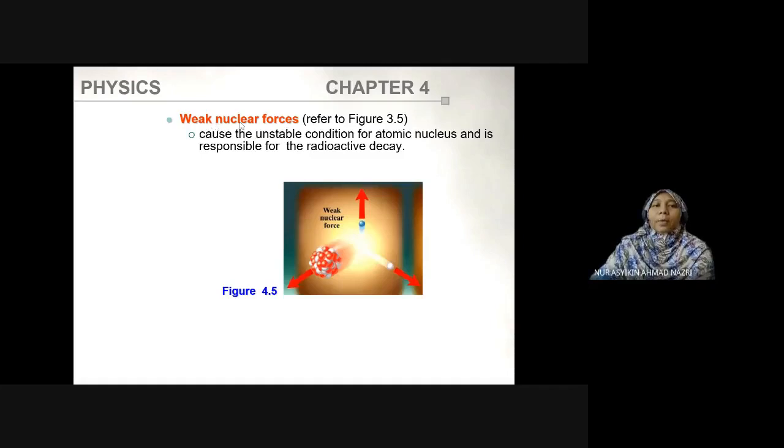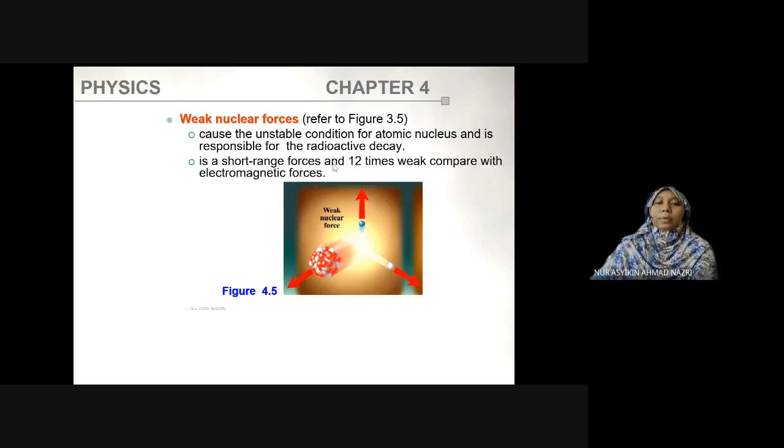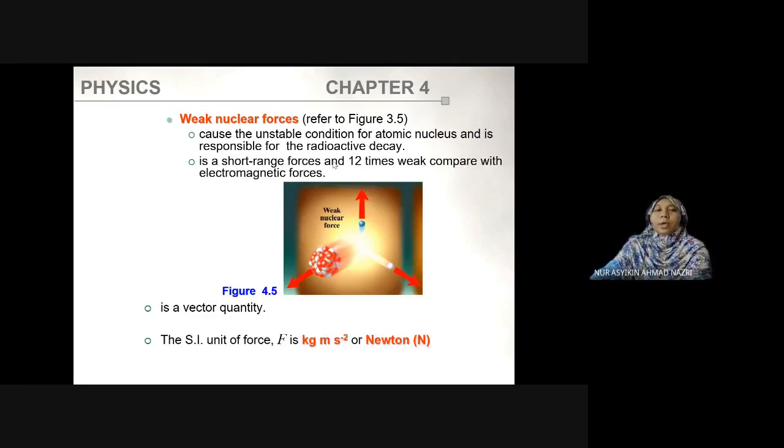Alright, and then weak nuclear force ni unstable condition for atomic nucleus. Macam dia dah proton number yang besar, so dia dah makin weak. Then dia akan berlaku decay untuk menstablekan diri dia. So dia akan lepaskan beberapa proton ataupun elektron. Alright, so basically the SI unit for force is kilogram meter per second squared, or Newton pun boleh juga.